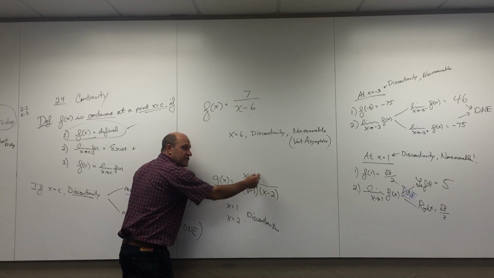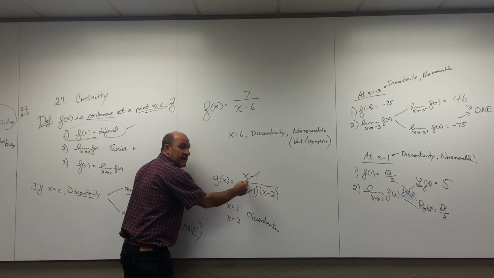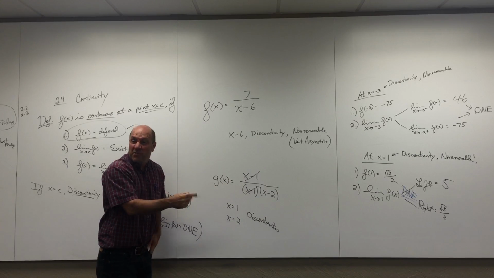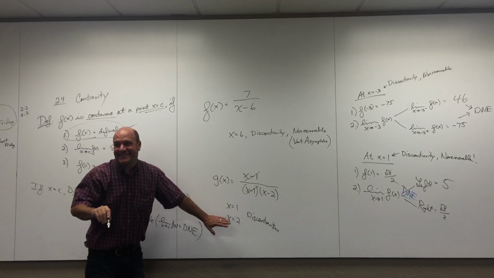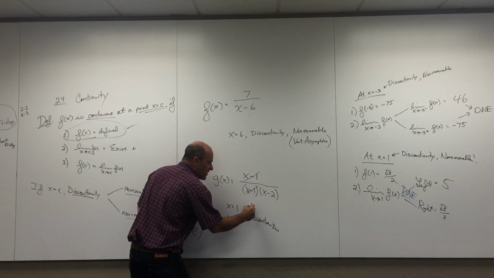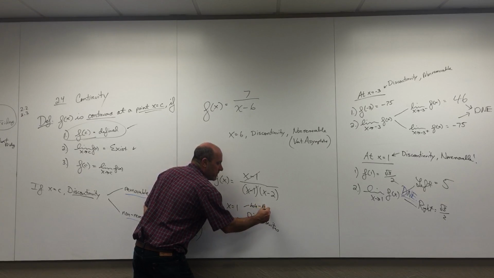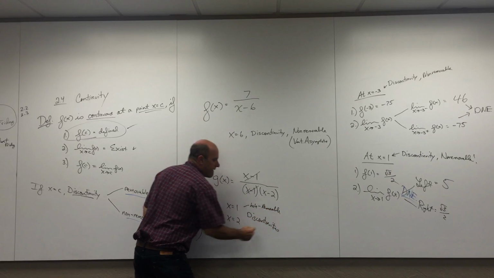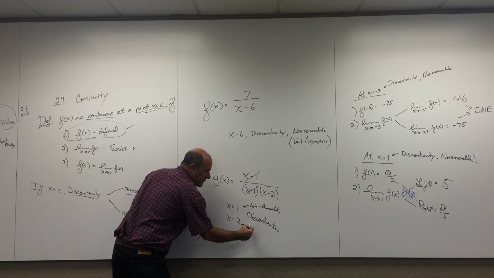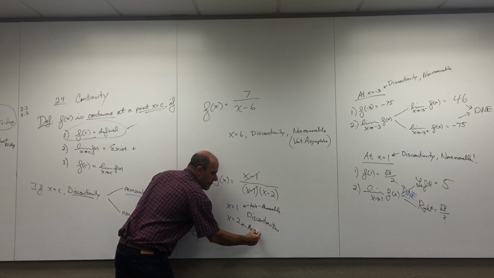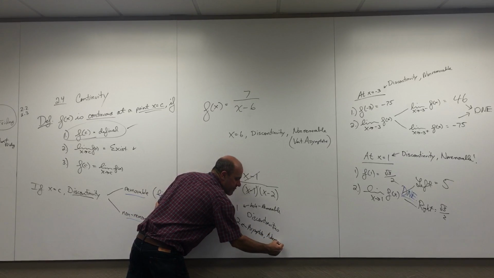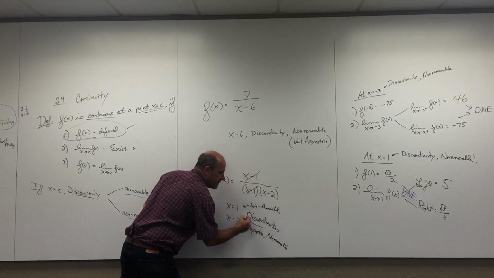Because this one can cancel away, he's a hole, and if he's a hole, he's removable. He's still a discontinuity, though. It doesn't make him not a discontinuity. That's the fun: he's still a discontinuity, but this one's a hole, or removable. And this one is a vertical asymptote, so he's non-removable. Are you guys okay? Those were a little easier, right?